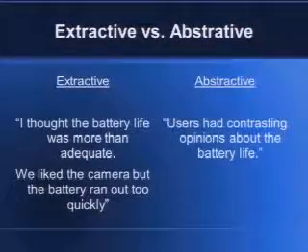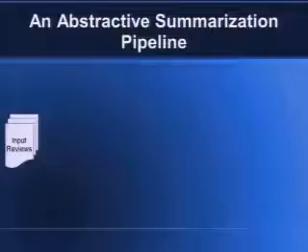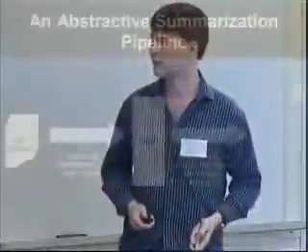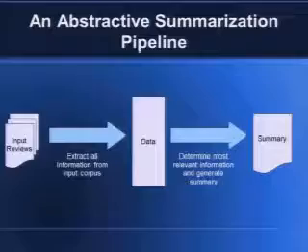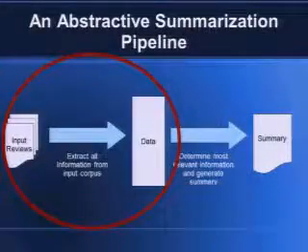So here's an illustration of the difference. With an extractive summarization, you might have two sentences expressing contrasting opinions. For example, "I thought the battery life was more than adequate." "We liked the camera, but the battery ran out too quickly." And obviously, this doesn't make very much sense if you read it in that order, whereas with an abstractive summarization, you could say something like, users had contrasting opinions about the battery life. So again, the pipeline is to extract the information into an internal data format and then generate a summary. And for this project, our lab already had a natural language generation part of the pipeline, so I was mostly focusing on the data abstraction.